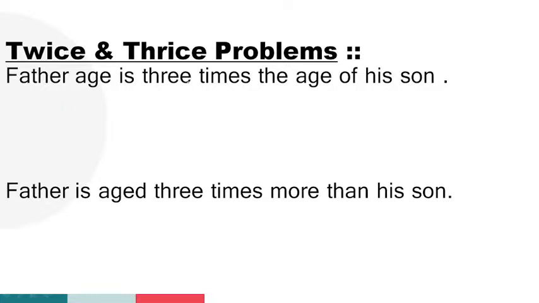Father's age is 3 times the age of his son. First of all, I am going to use the basic method. We don't know the son's age. Let it be x. The father's age is how much? 3 times the age of his son, so x into 3, 3x. This is the formation: 3x is to x. This is the basic method.